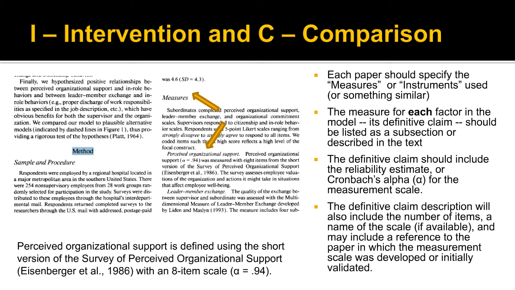It also includes a description that provides a number of items or the name of the scale, or it may include a reference to the paper in which the measurement scale was developed or initially validated. For the example here, perceived organizational support is defined using the short version of a named scale, the Survey of Perceived Organizational Support, that was developed by Eisenberger and colleagues in 1986. It is an 8-item scale with a reliability of 0.94, which is extremely good.